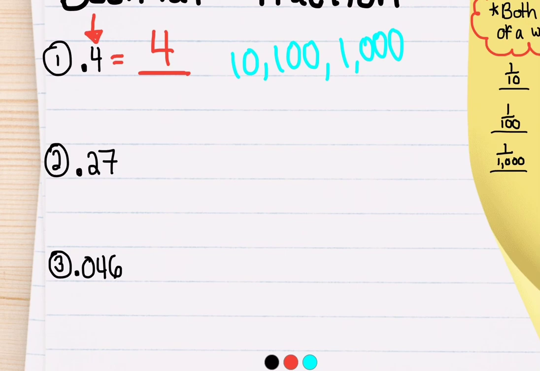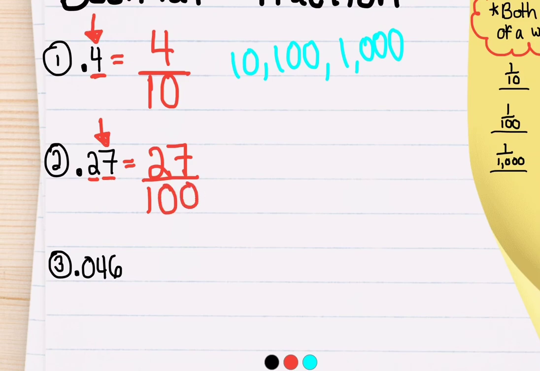Well, you know there's going to be a 1 at the bottom. So how many zeros are going to be there? Well, however many place values after the decimal point, that's how many zeros you need to write. So there's 1 place value after the decimal, 1 zero. Same thing. Whatever is after the decimal is your numerator. Put a 1. How many place values are there? 1, 2. Put 2 zeros, 27 hundredths.